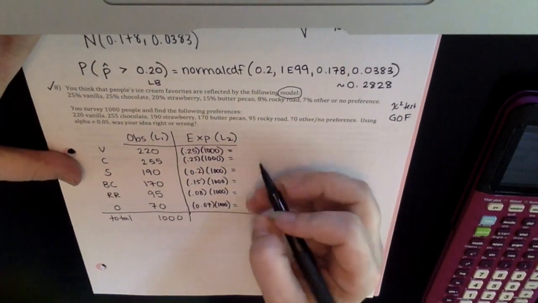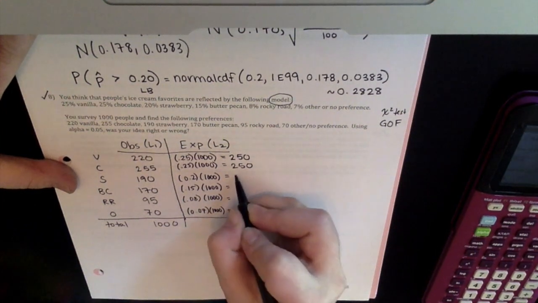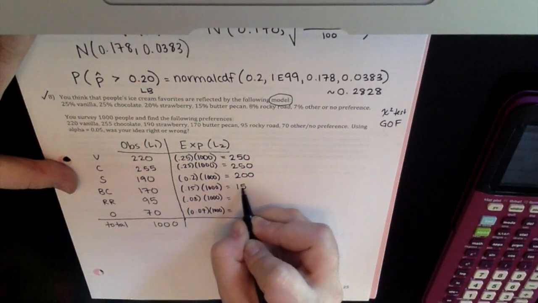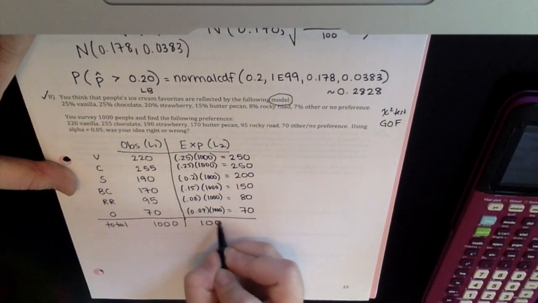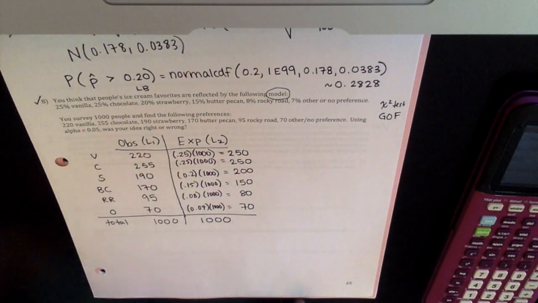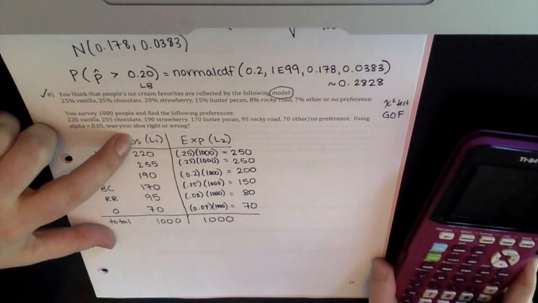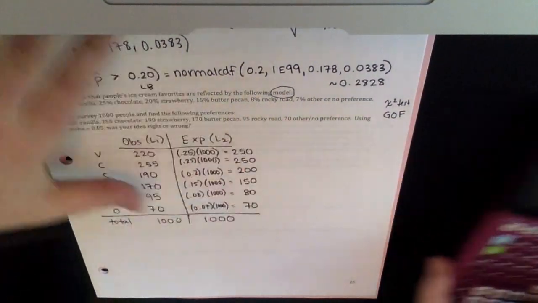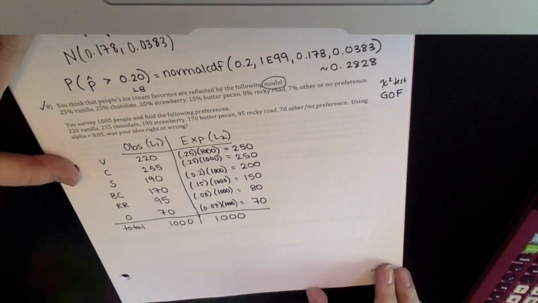So then you want to multiply all of these. So here we get 250, 250, 200, 150, 80, and 70. And because we got those numbers from 1,000, they also total 1,000. So we put everything except the total into the list. So we're going to put this in list 1 and this in list 2. And before we do that, let's write out our hypotheses in words, okay?